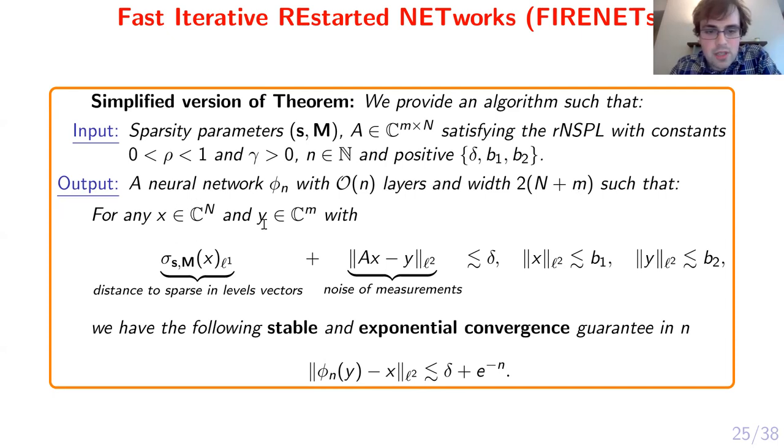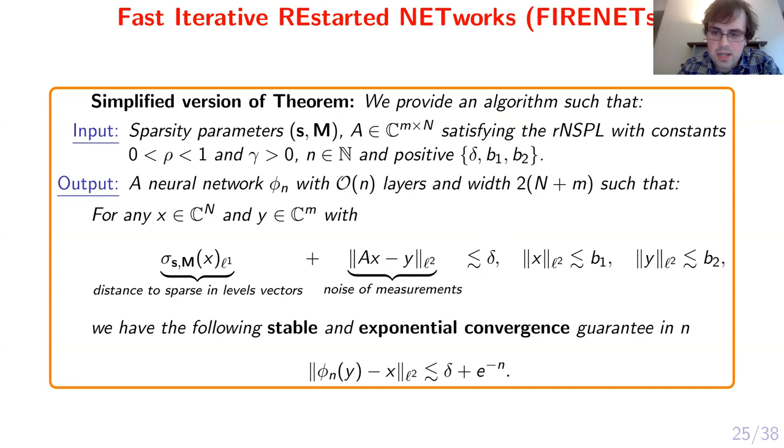So that for any x, any y, such that the distance of x to sparse in levels vectors plus the measurement noise is of order delta, x is bounded of order B1, y of B2, we have the following stable and exponential convergence guarantee in n, the number of layers. Phi n of y, which is the output of the neural network when it is fed y, minus x, the L2 norm of this, is of order delta plus something that decays exponentially in the number of layers. So in other words, by assuming this approximate sharpness condition that we had on the previous slide, we're getting exponential convergence down to this barrier delta.